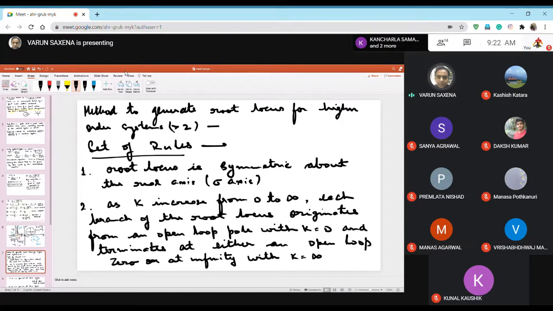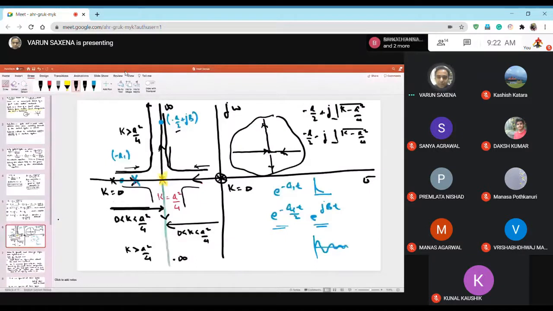One is, root locus is symmetrical about the real axis, which is the sigma axis. You can see this graph. If you look at it, this is the sigma axis, and you can see that it is symmetrical about the sigma axis. It's like a mirror image. So that is the first rule. It will always be symmetrical about the sigma axis, number one.